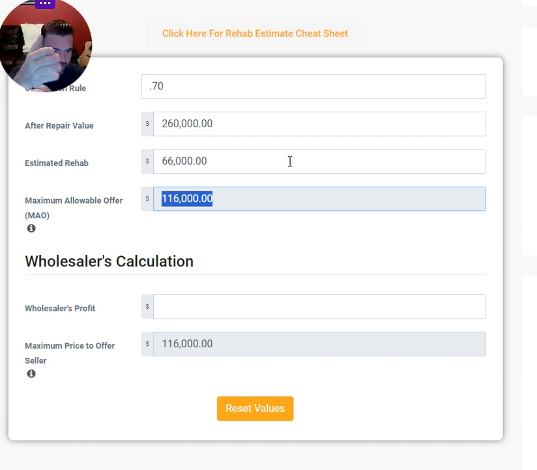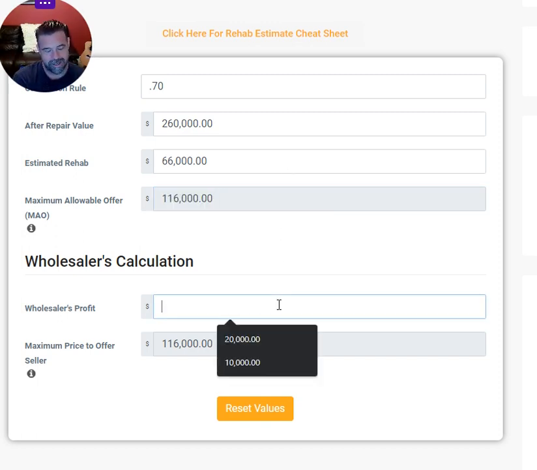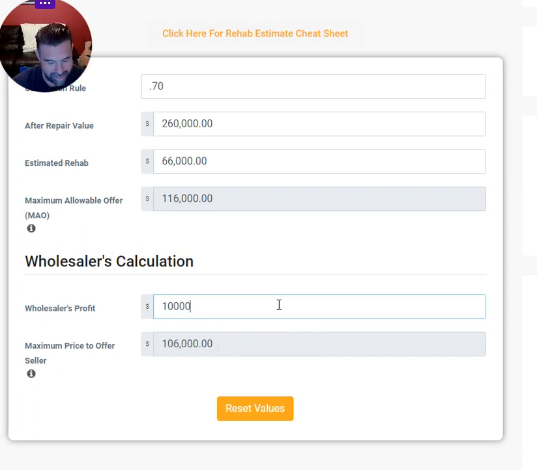So again, in this example, we have an after repair value of $260,000, estimated rehab of $66,000. So if I'm an investor, my maximum allowable offer on this property is $116,000, right? If I'm looking to flip that paper, in other words, wholesale it, I would come down here and plug in my profit, right? Say I want to make 10 grand on this flip or flipping the paper. We'll put 10,000 in here, and I know that as a wholesaler, I need to lock this property up at $106,000 if I want to make $10,000 profit on it, right?